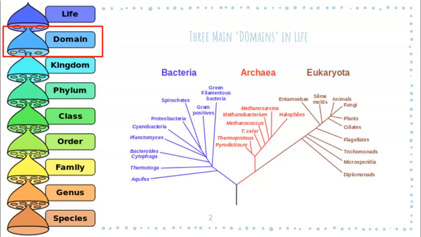Starting with domains, there are three main domains in life: bacteria, archaea, and eukaryota. So we are eukaryotes, right? Anything with a nucleus is a eukaryote. Bacteria used to encompass everything, and then relatively recently, archaea became its own domain, its own specific area of life itself.